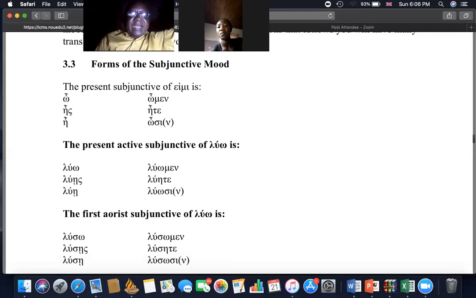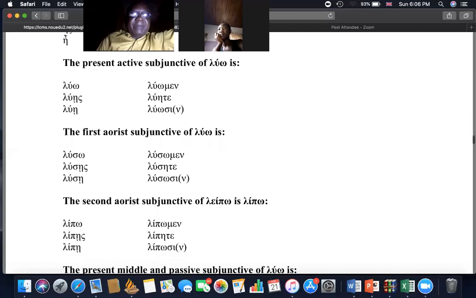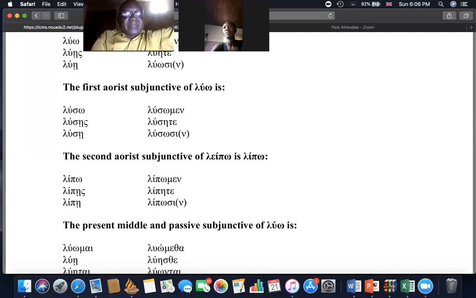Now, in the first aorist, the subjunctive would be luso, luses, luse, lusomen, lusete, and lusosi. In the second aorist, remember we don't have luo in the second aorist. So you have lipo, lipes, lipe, lipomen, lipete, and liposi.